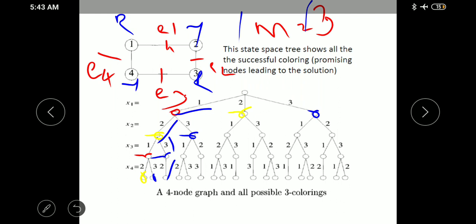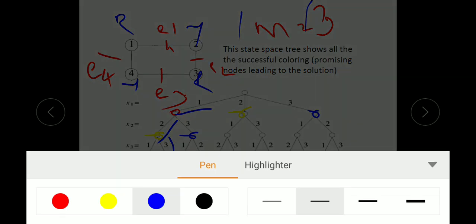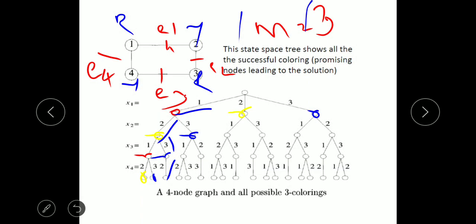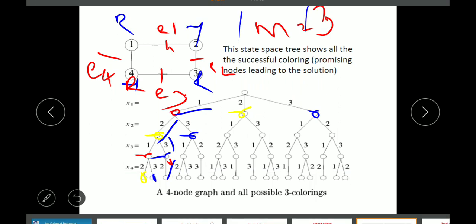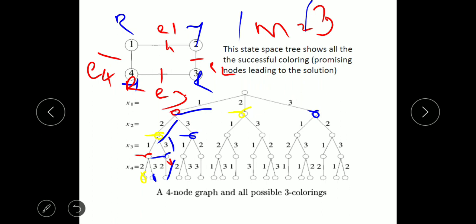But I cannot color this fourth vertex again using red. Therefore you cannot see an edge going to vertex 4 with color red, because if I color the fourth vertex with red, then the first vertex also has a red color and the last vertex also has a red color. It means that they become adjacent.